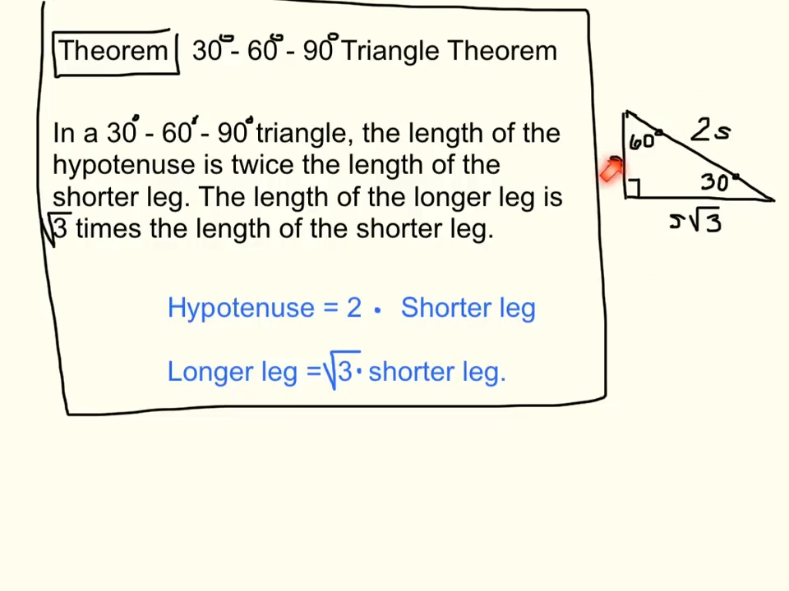Here's what it looks like. The shorter side is across from the 30 degrees. The longer leg is across from the 60 degrees, and the longest side is 2s, which is across from the 90-degree angle. So let's try an example.